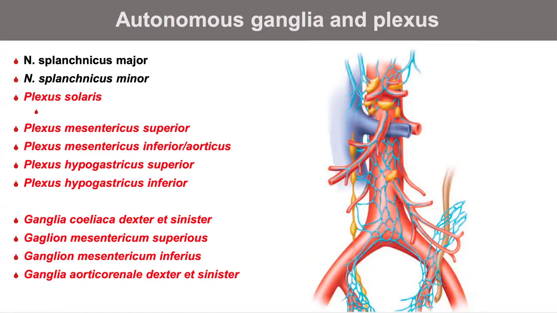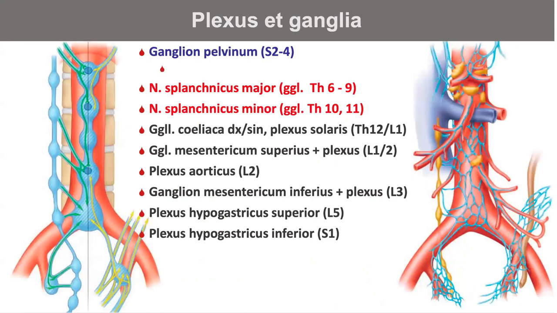Before, they didn't pay so much attention to the aortico-renal ganglion, but nowadays they have found that it has a very important role in the regulation of blood flow to the kidney. So by medication influencing this ganglion, they can adjust and regulate the blood flow to the kidney. So this is an important part of this complex plexus of nerves.